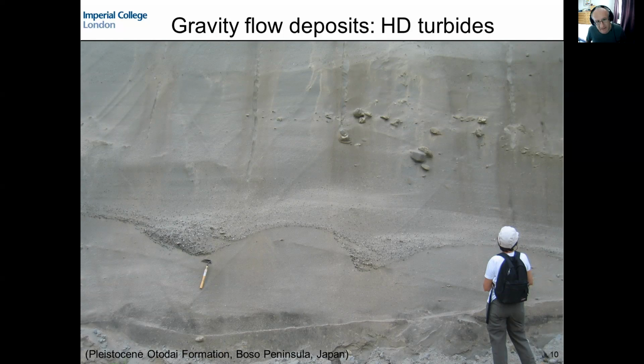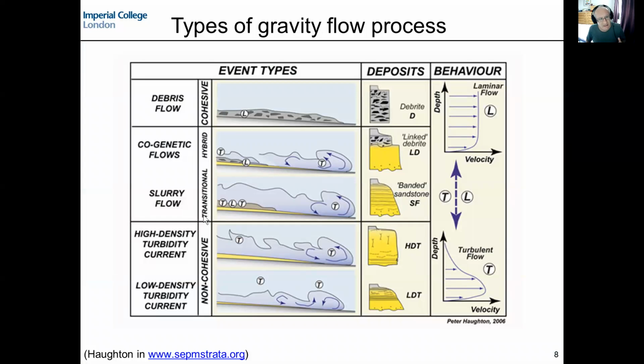Okay, let me skip back a couple of slides. I skimmed over some of these flow types which are in between low density turbidity currents and debris flows. These flows show a mixture of characteristics somewhere in between low density turbidity currents and these cohesive debris flows. So we get what are referred to as high density turbidity currents. These are turbidity currents with an awful lot of sand and sediment in them, and that high concentration of sediment tends to damp down the turbulence in the flow.